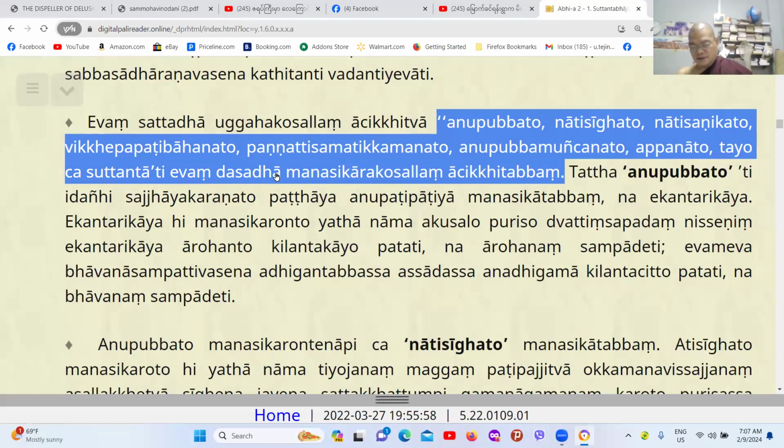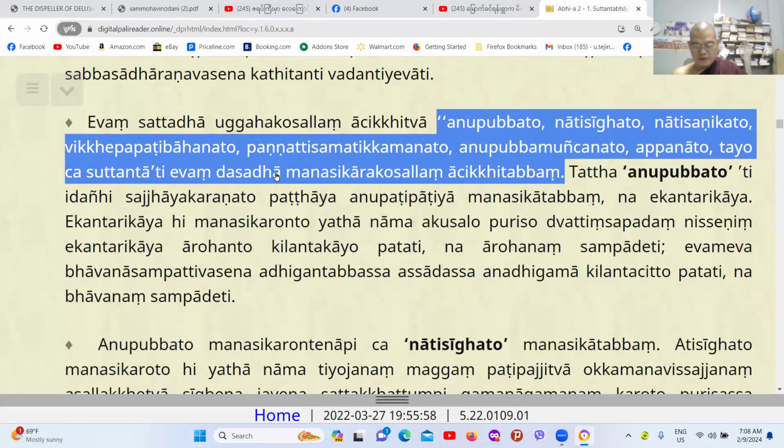So, Anubhavato, how to take the 32 parts of the body. Now here, Anubhavato, the 32 parts of the body should be taken one after another. Nati sikato, it should not be taken too quickly. Nati sanikato, we should not take those 32 parts of the body very slowly. Wakepa patipahanato, we should prevent the distress while we are taking those 32 parts of the body.